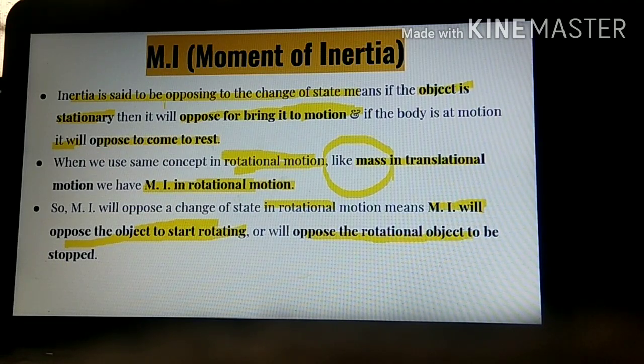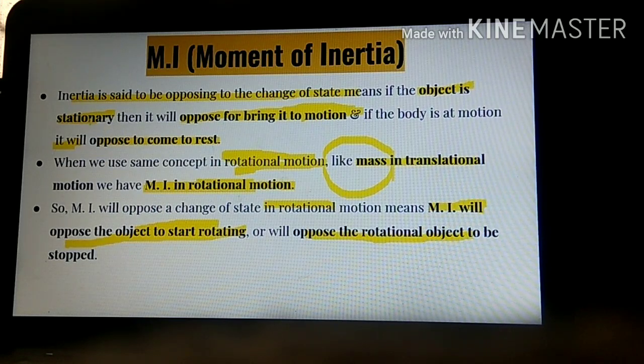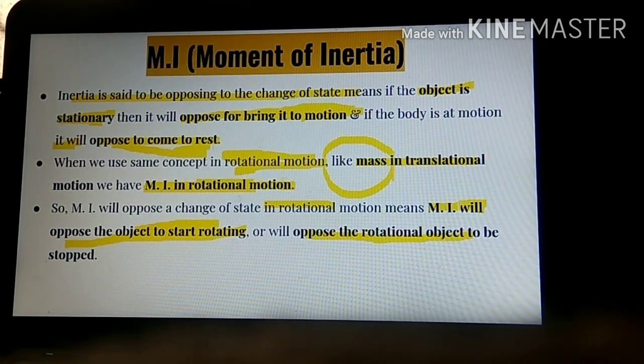What was mass or inertia doing over here? It was opposing the body being started in motion whenever it was at rest, and whenever it was in motion, it was opposing it coming to rest. Similarly, what is moment of inertia doing in case of rotational motion? It is opposing the object starting to rotate, as well as opposing the rotating object being stopped.